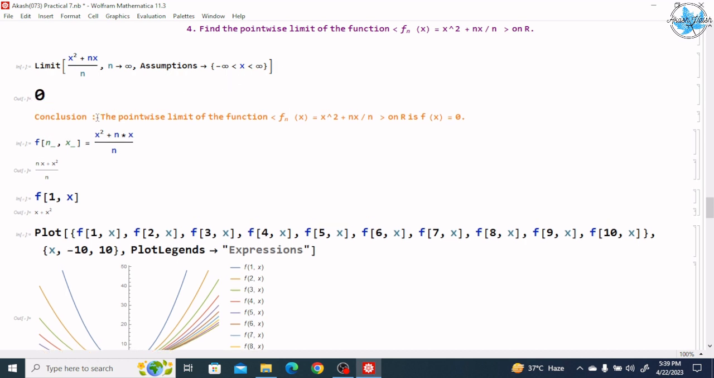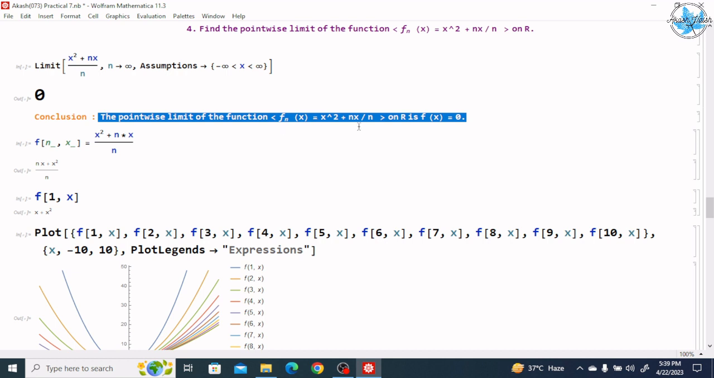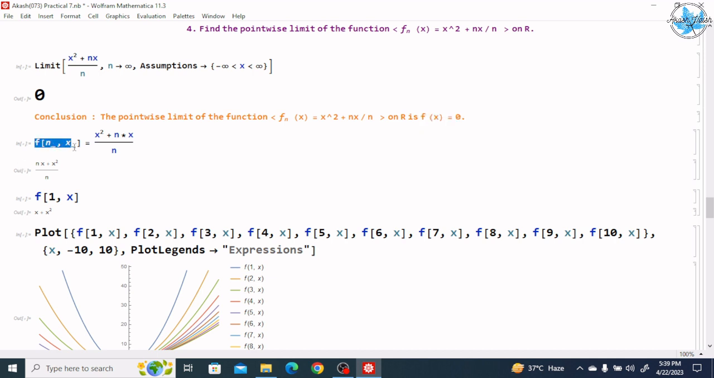So in the conclusion, you can see the pointwise limit of the function x square plus nx upon n on R is f of x equals 0. That means you will get the pointwise limit of the function to be 0. So it means it will converge to 0 at every point. Okay, so now define the function for the graph, that is f with subscript n and x. Now you understand why we are using the subscript sign, x square plus nx upon n.